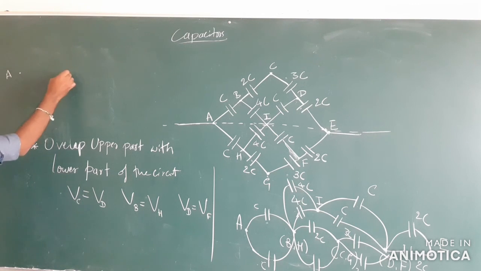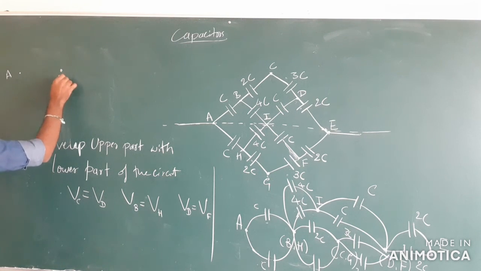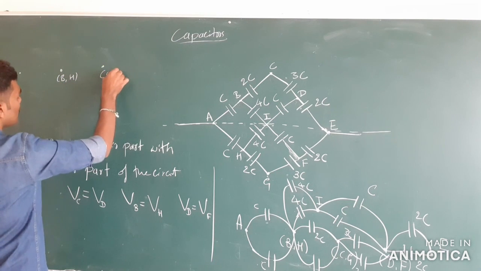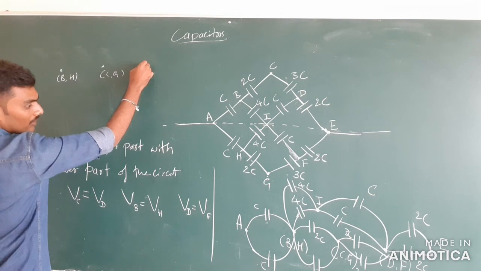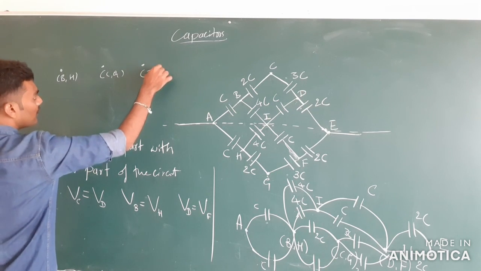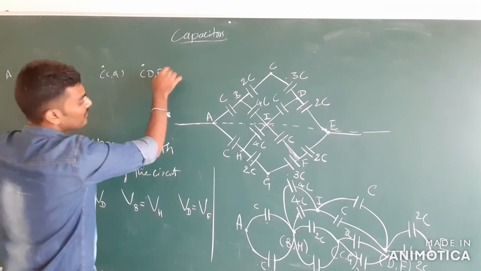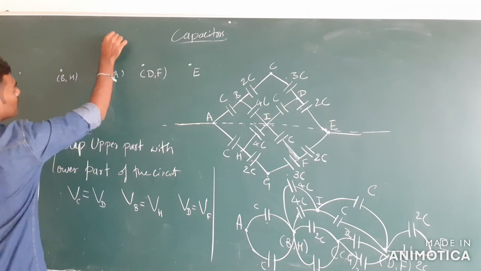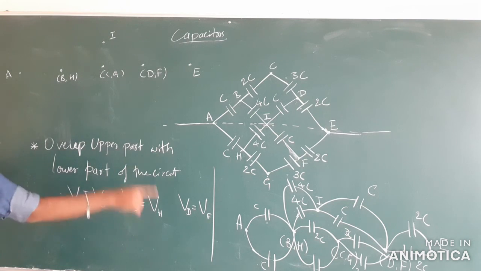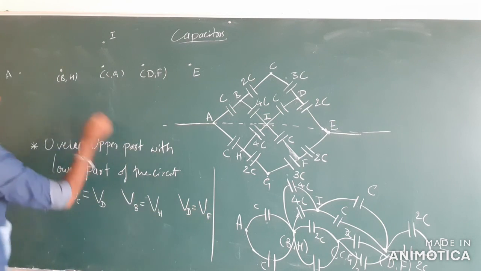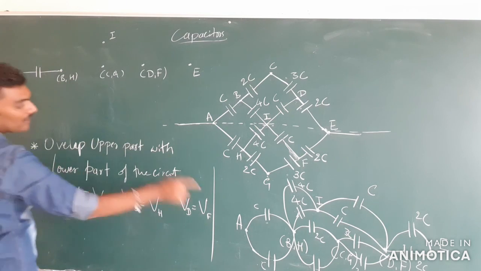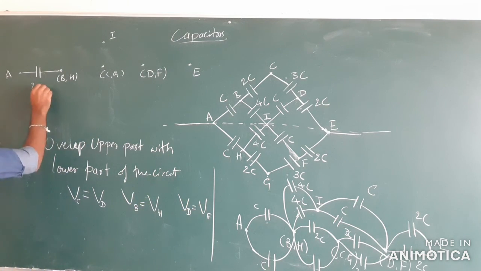Again BH, again CG, then DF, and finally point E. Okay, and here I. So from A to BH, we have two capacitors in parallel, and together they can be added, C plus C, to 2C.